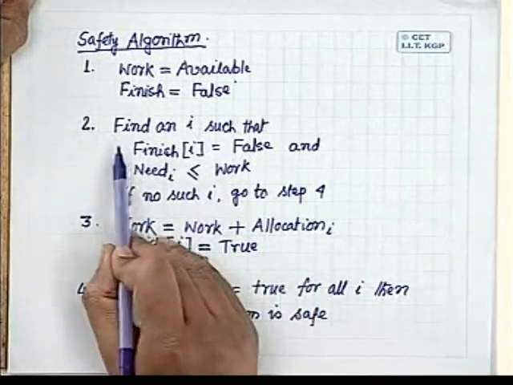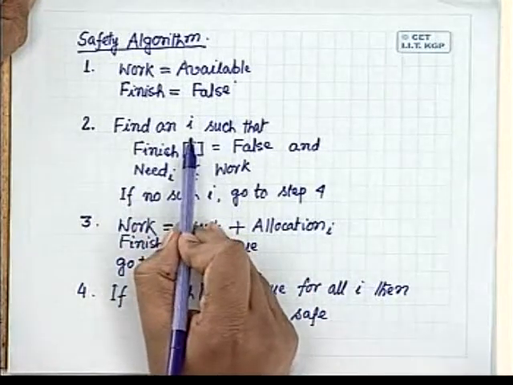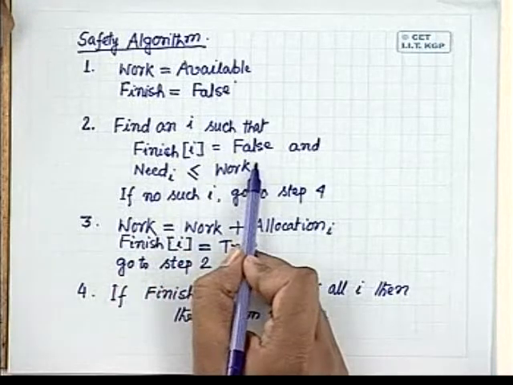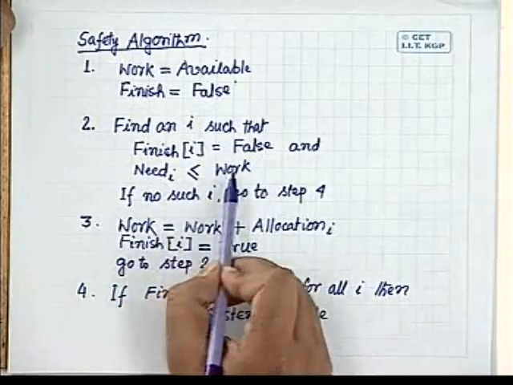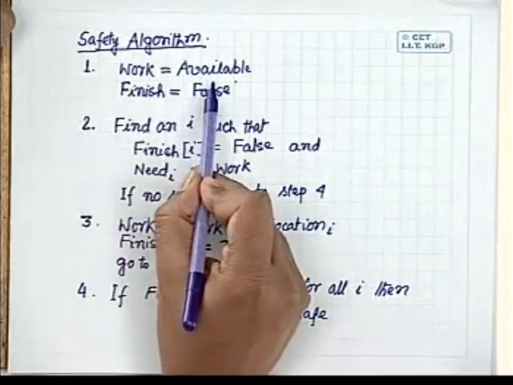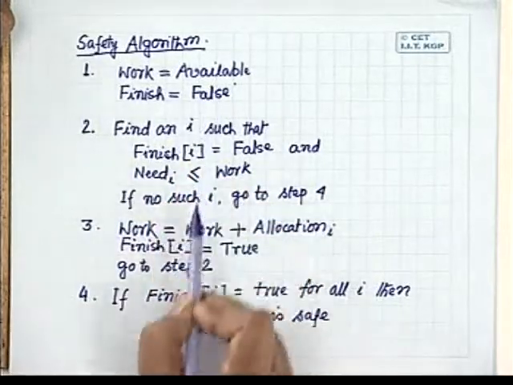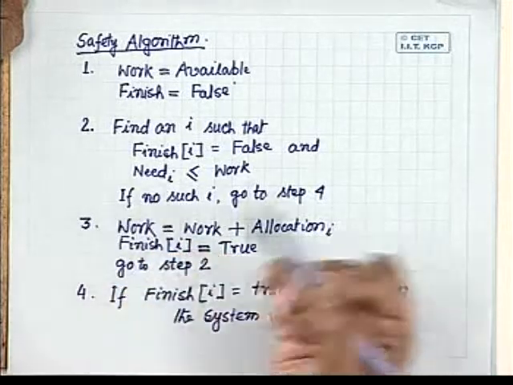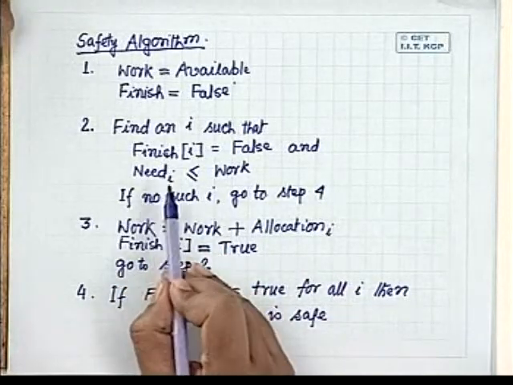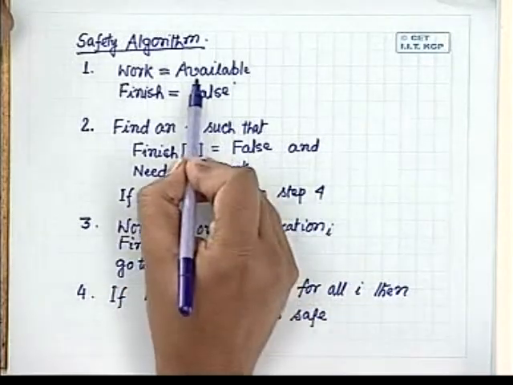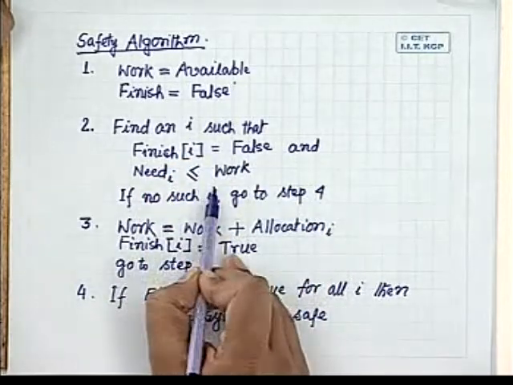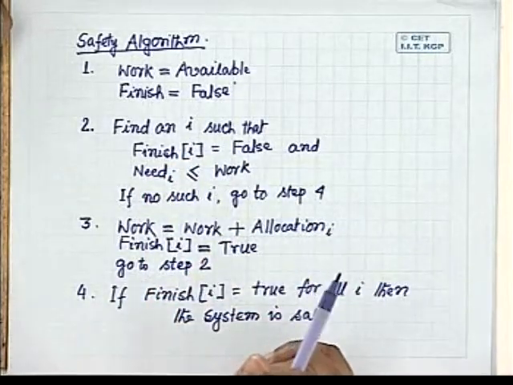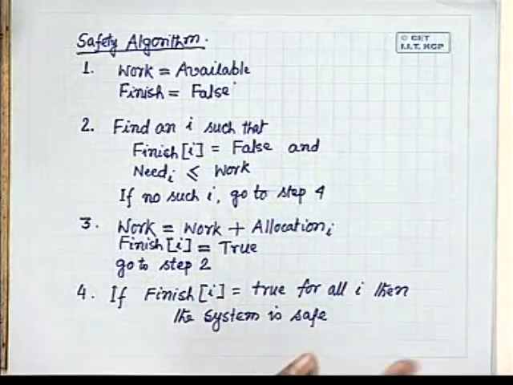Then the algorithm works like this. You find a process i for which finish[i] equals false and need[i] is less than or equal to work. Work is initialized to available. So if I get a process for which need[i], that is the future requirement, can be met by presently available resources, we assume that that process can be completed in the present state following some sequence.